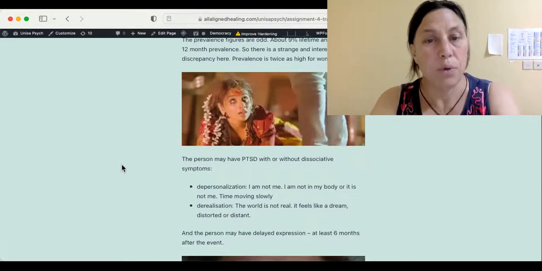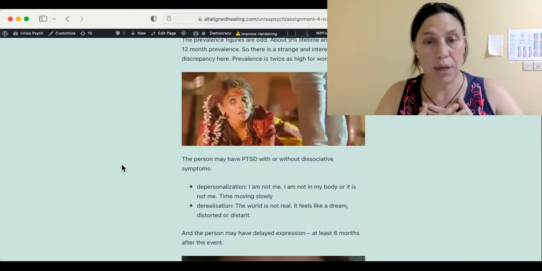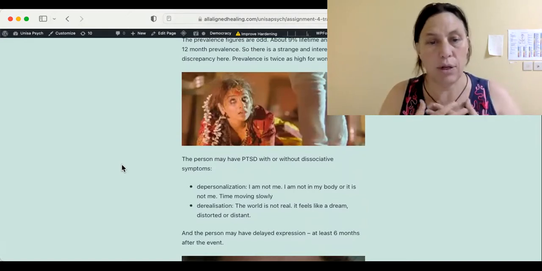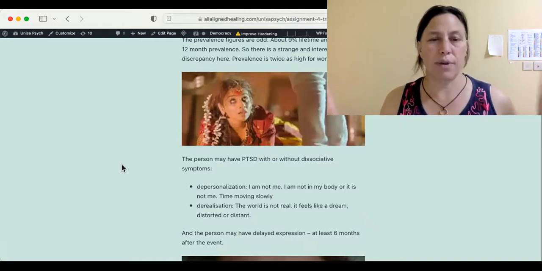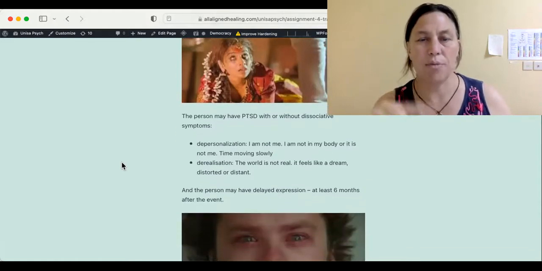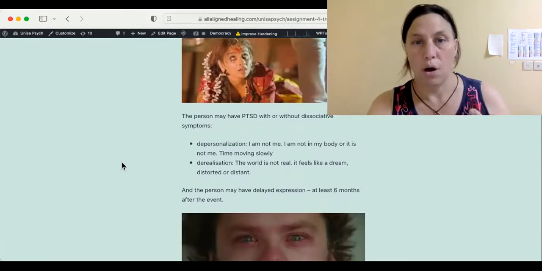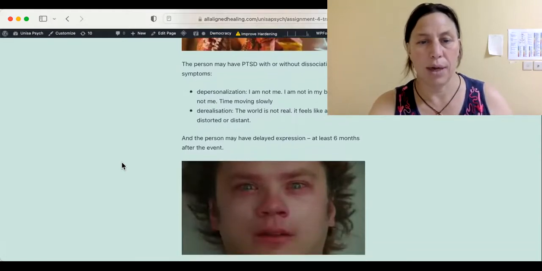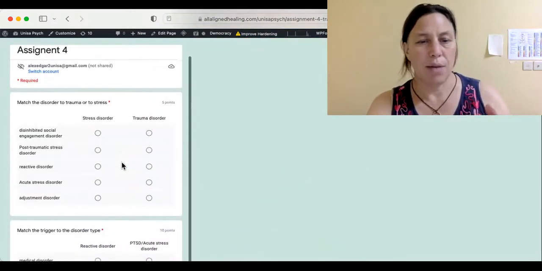It may be with or without dissociative symptoms. Depersonalization: I'm not me, I'm not the person that is me. Time moving slowly. Derealization: this is not real, it feels like a dream, it's distorted and distant. And there may be delayed expression of PTSD, which could be 6 months or more after the event actually happens. All right, so there's a little assignment you can do.